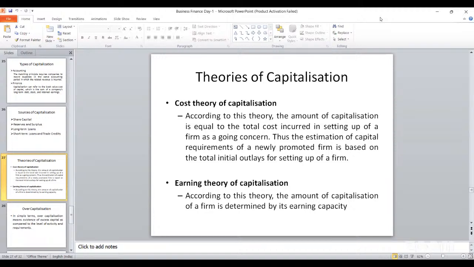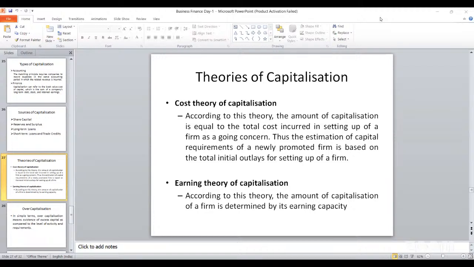Now, what does your cost theory of capitalization say? This theory says that whatever the cost of fixed assets, for example, your land, your building, your plant and machinery, that cost you calculate as per your working capital, because working capital is a very important concept to carry on your business operation. The expenses that are required for promotion or for establishing a business come under this cost theory. I'll give you a small example.